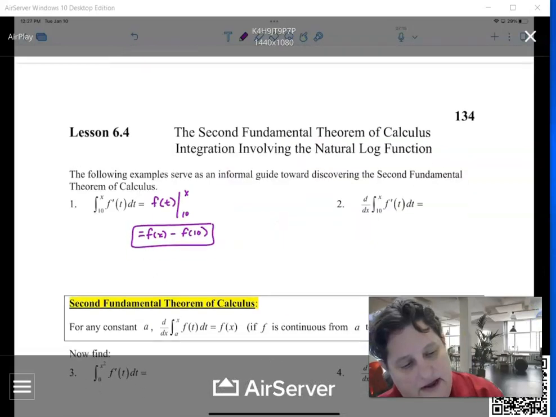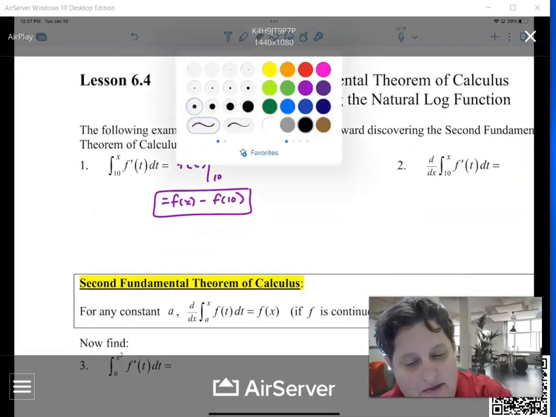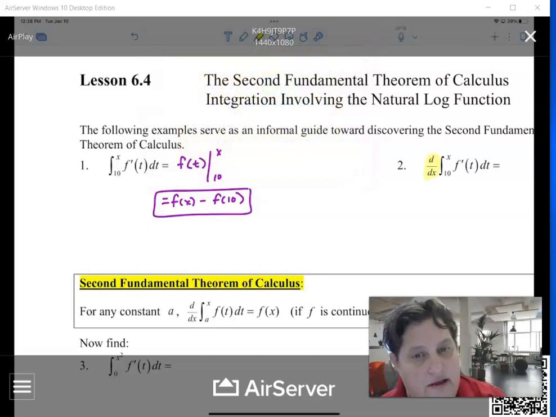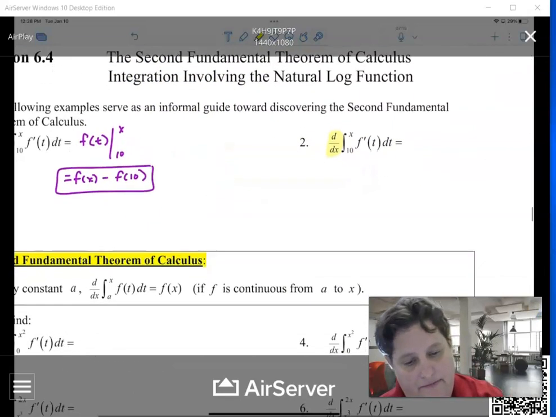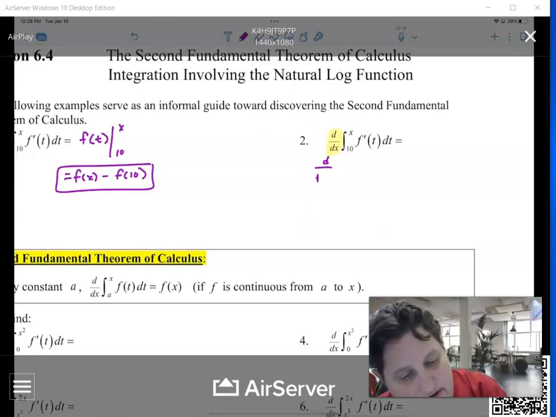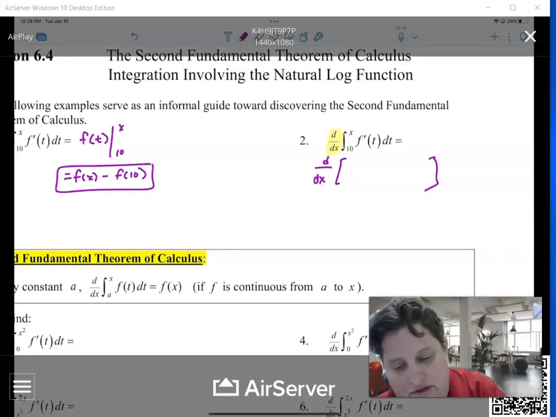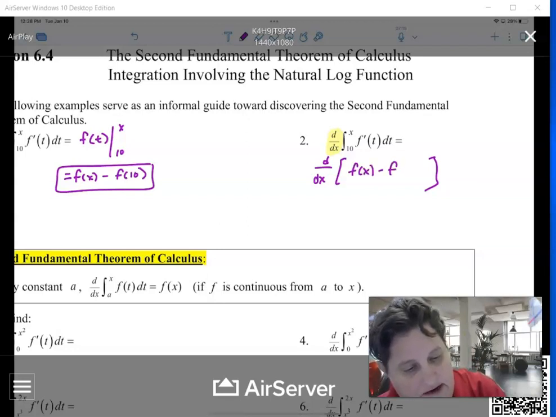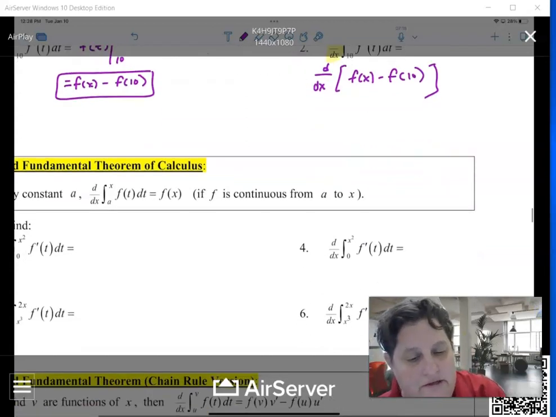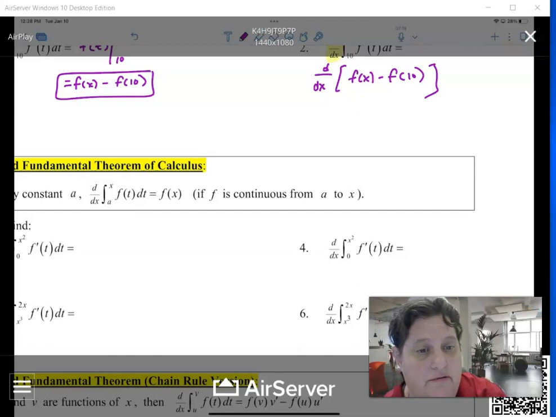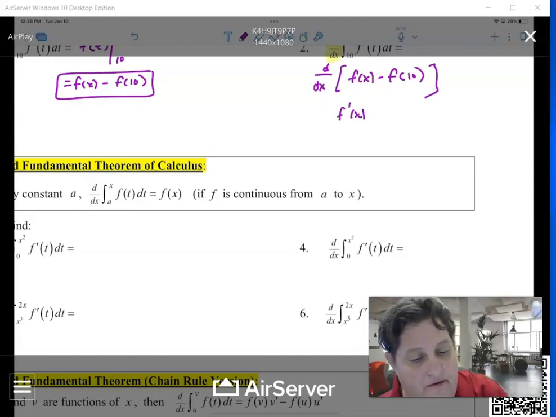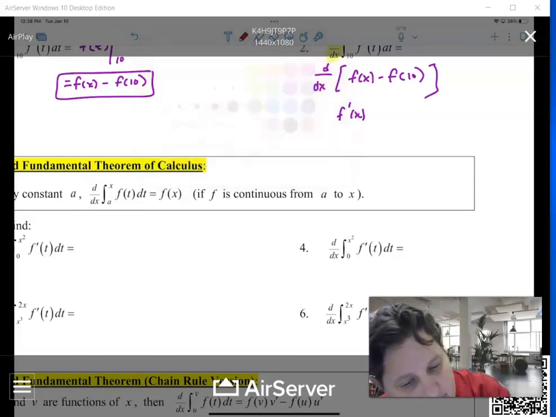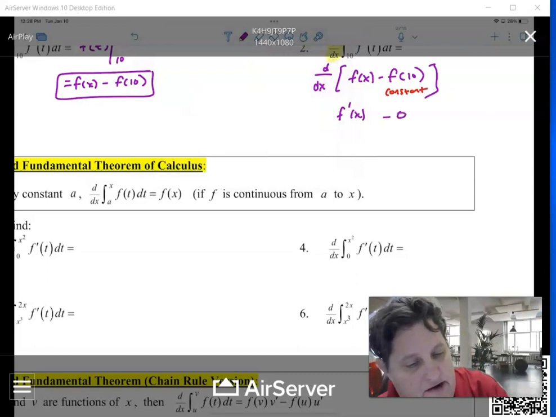Now this says, okay, take the derivative of the thing that you just took the integral of, right? I just took the integral of this in the first question. So I integrated it, and I got f of x minus f of 10. Now you guys, what's the derivative of f of x? Well, the derivative of a function is f prime of x. And what's the derivative of f of 10? Well, this is a constant. And we know that the derivative of a constant is 0. So this is just giving me f prime of x.